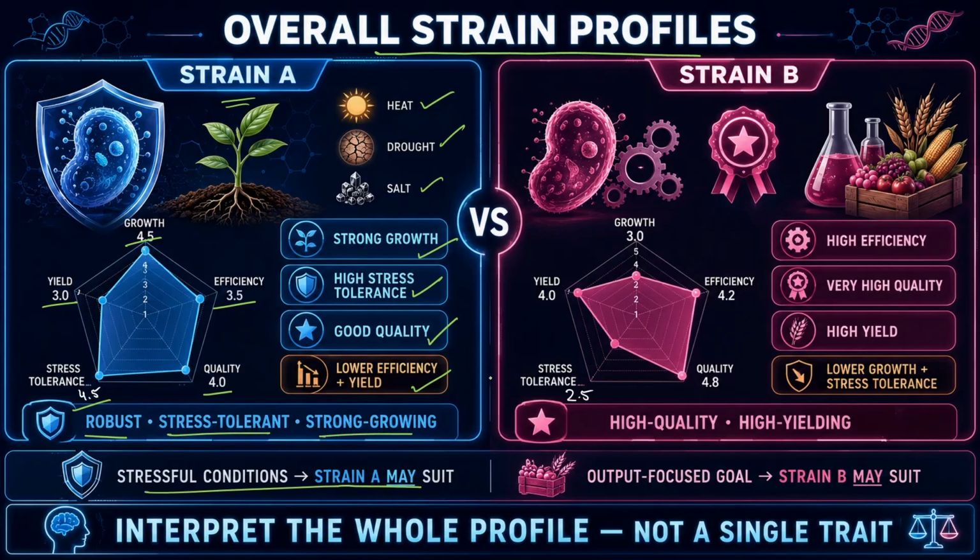Strain B has a growth score of 3.0, efficiency of 4.2, quality of 4.8, lower stress tolerance of 2.5, and yield of 4.0. Its strengths are high efficiency, very high quality, and high yield. Therefore, strain B is the highest quality, high yielding option that may suit an output focused goal. So never choose a strain from one trait alone. Interpret the whole profile and select the strain that best matches the biological goal.